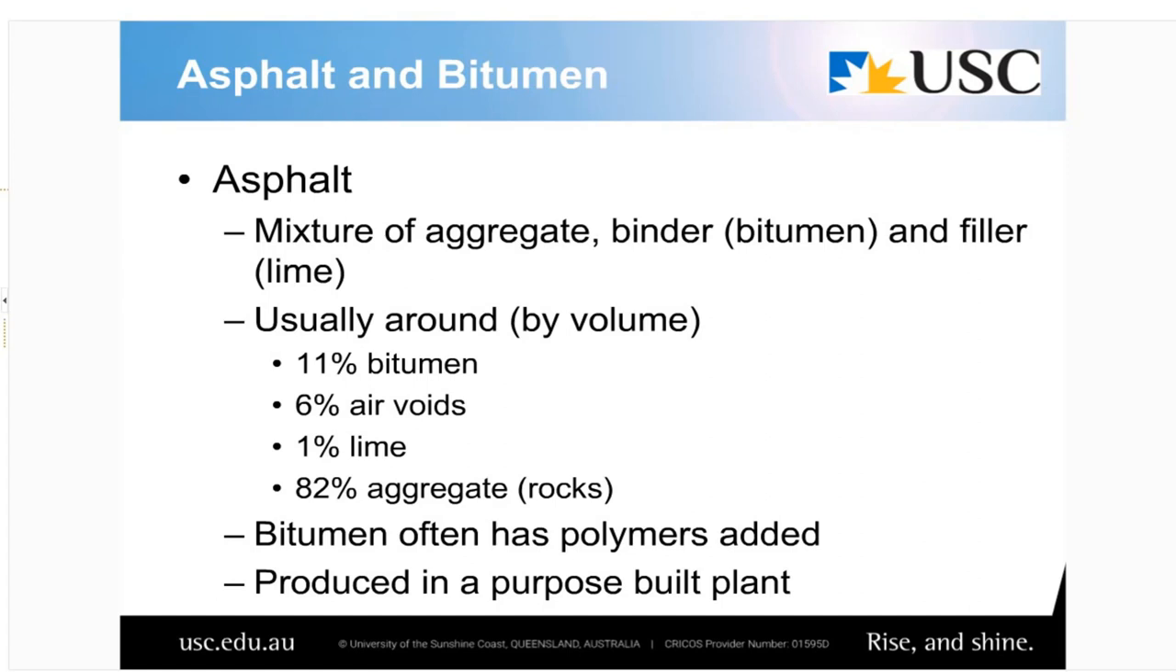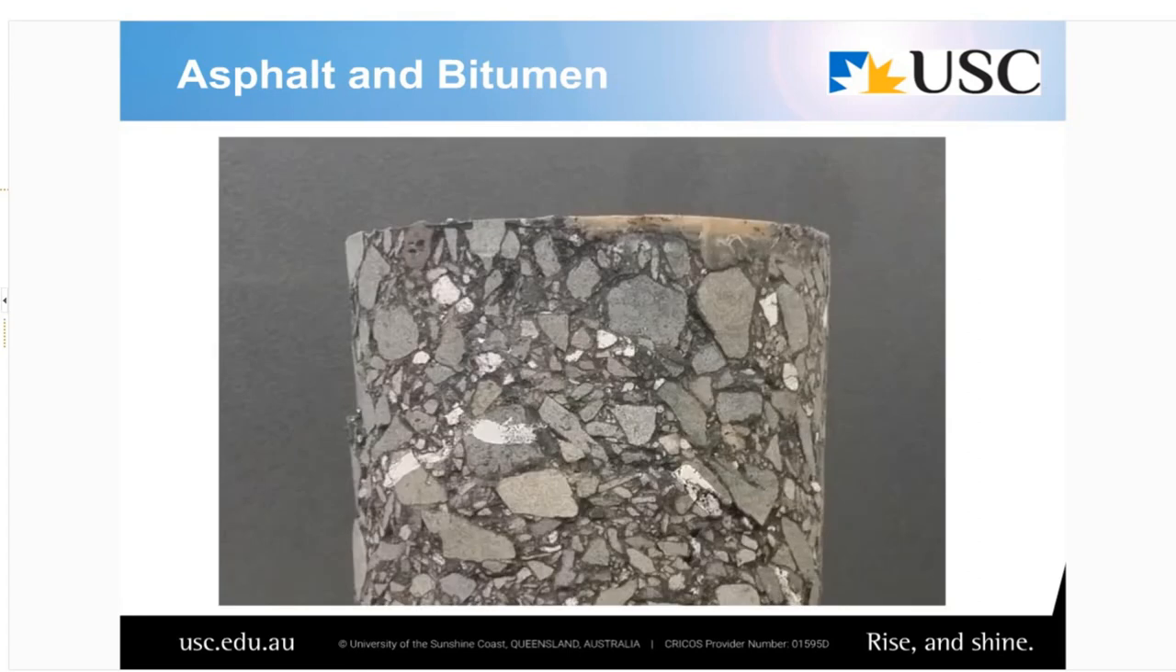As I said, bitumen often has polymers added to it as well, and it's produced, or it should be produced, certainly in an airport environment, in a purpose-built production plant. This is a core of a typical asphalt mix from an airport somewhere in Australia. I don't remember which one, but you can see in there the large aggregate particles and then the smaller ones, and you can see the black bitumen, which is actually mixed in with the very fine material in between.